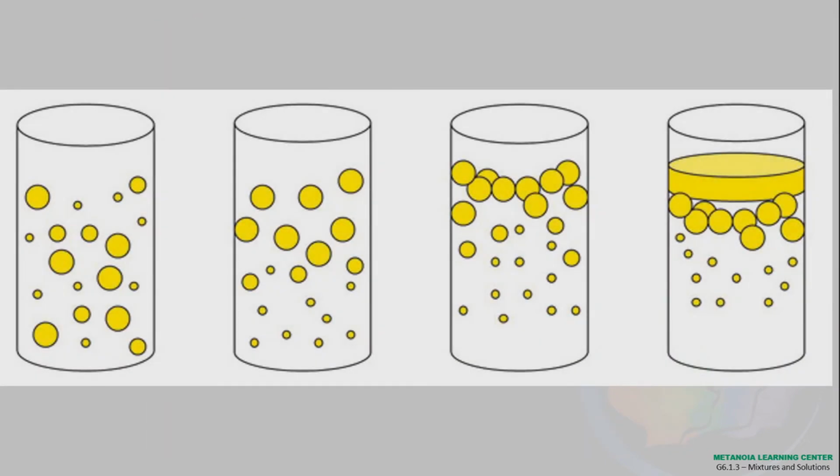The next example shows how particles of oil behave in water. Since oil is less dense than water, even after mixing both liquids, eventually, oil will slowly settle on top.